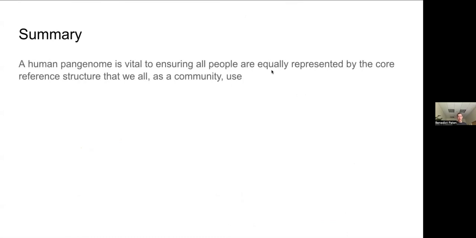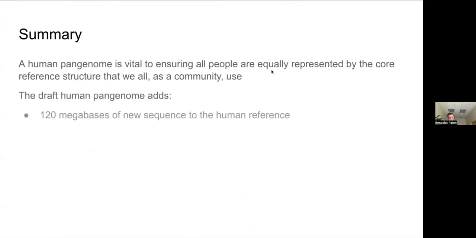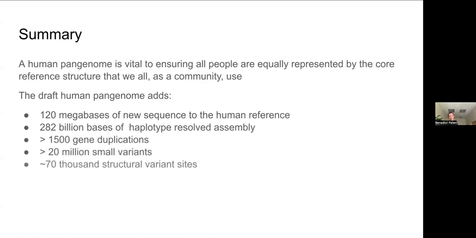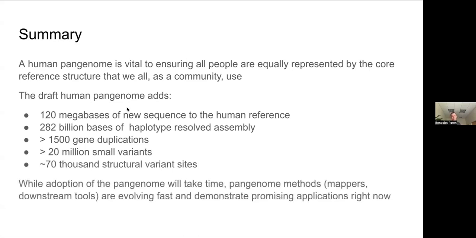So just to summarize, because again, I know I'm running out of time here. The pangenome that we've constructed so far adds about 120 megabases of unique euchromatic sequence to the human reference. In total, I didn't say this, but across just those 47 individuals, we've got 280 billion bases of haplotype resolved assembly. That's more than 1,500 gene duplications, more than 20 million small variants, of the order of 70,000 structurally variant sites, many, many more alleles.